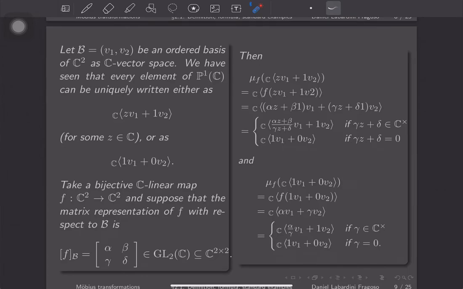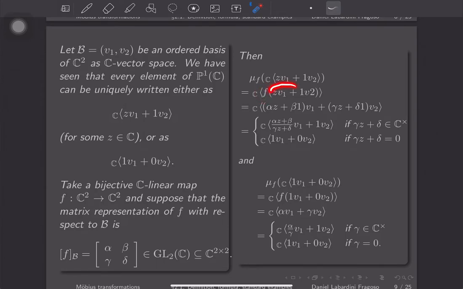Okay, and now take a bijective linear map, right? Because we want to consider the Möbius transformation it gives rise to. Okay, and then we compute, right? We want to compute the value of the Möbius transformation at this point of the complex projective line, so at the point of the first type, let's say. So by definition, this is the image of this subspace under F. F is linear, so this is equal to simply taking F of this vector and then taking the vector space it spans.